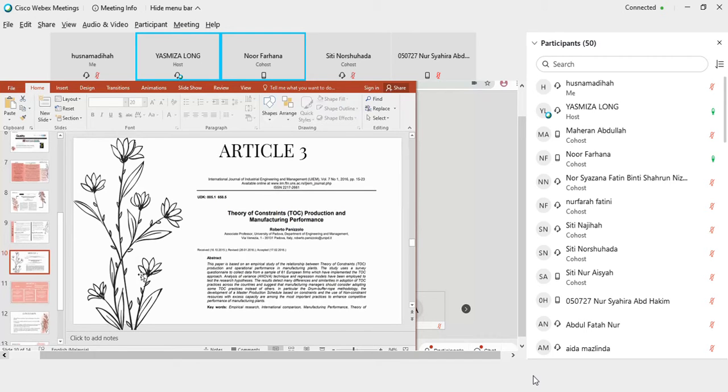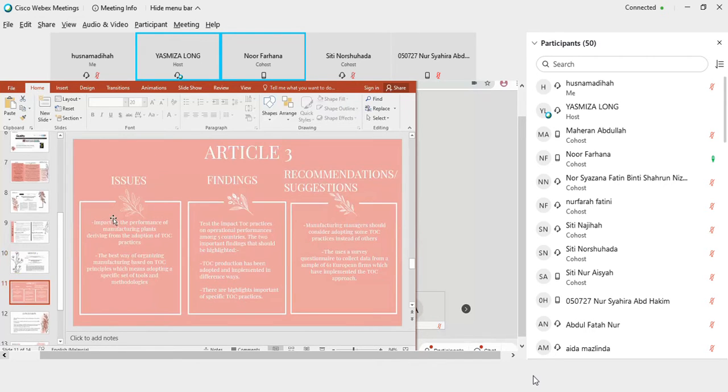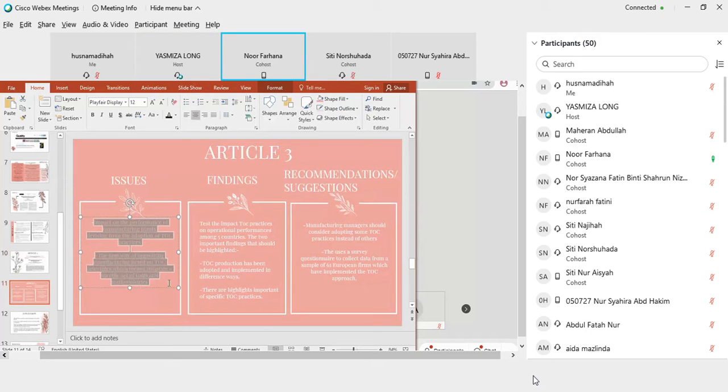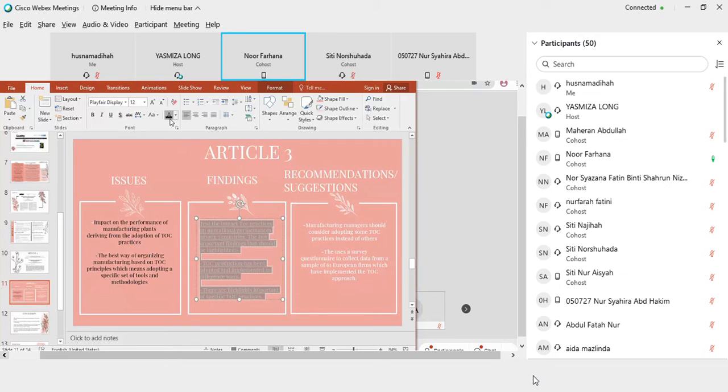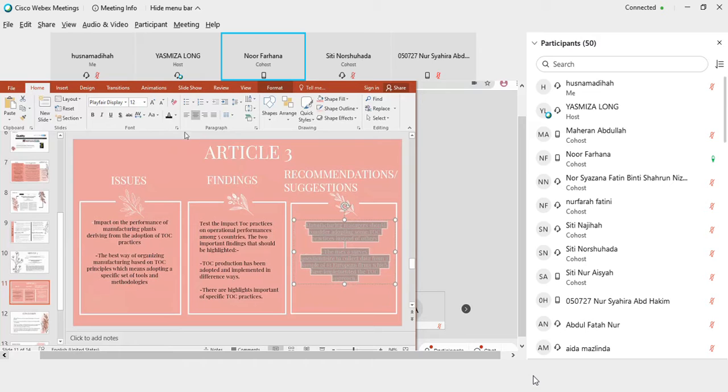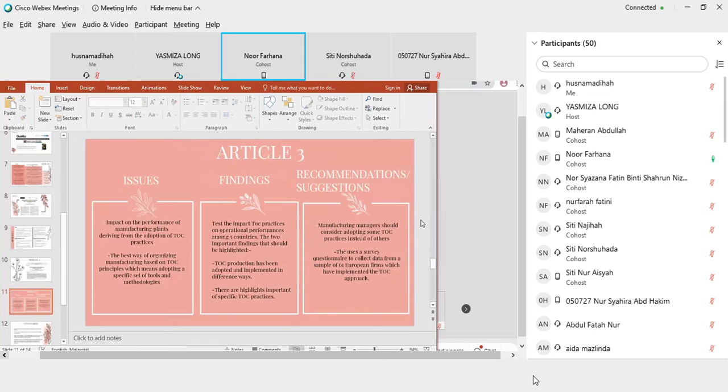The issues of Article 3 are the impact on the performance of manufacturing plants deriving from the adoption of TOC practices. TOC production should be adopted and implemented in an almost identical similar site across different manufacturing plants. The contingency theory of the firm suggests that every company can design its own TOC production strategy in terms of organizations and management. The second one, the best way of organizing manufacturing based on TOC principles, which means adopting a specific set of tools and methodologies.